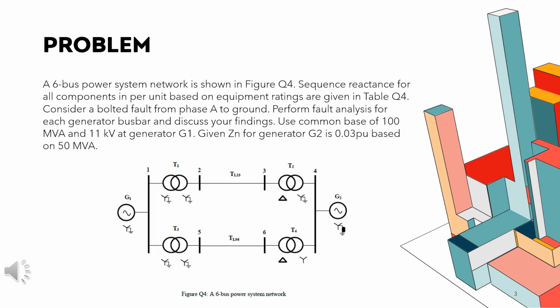Figure 4 shows a four-bus power system network, where a fault from phase A to ground is considered. To solve this problem, we need to perform fault analysis for each generator bus bar. The common base is given as 100 MVA and 11 kV at generator 1. In generator 2, Zn is 0.03 pu based on 15 MVA.